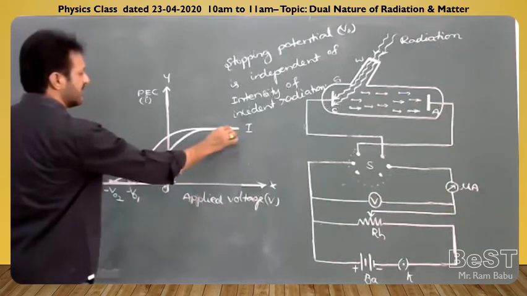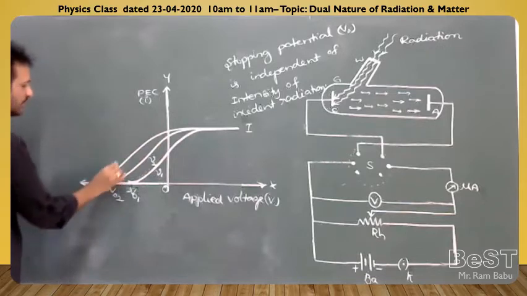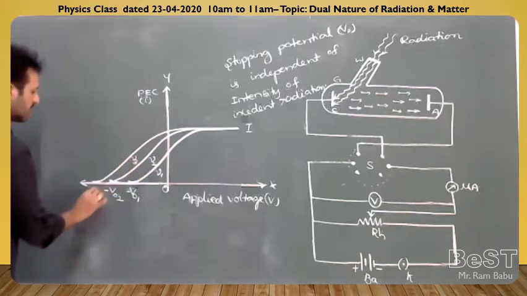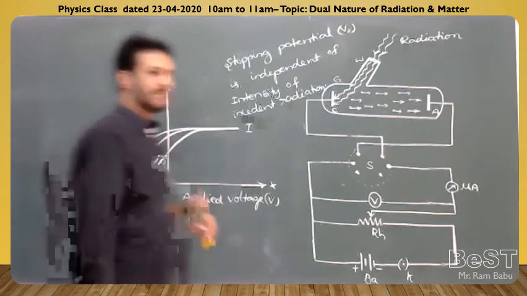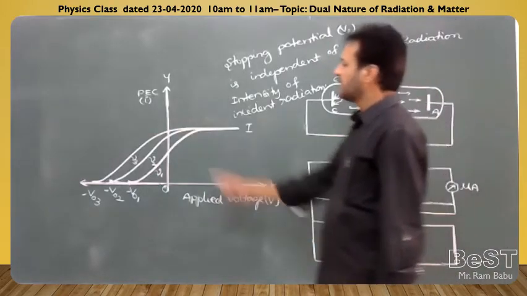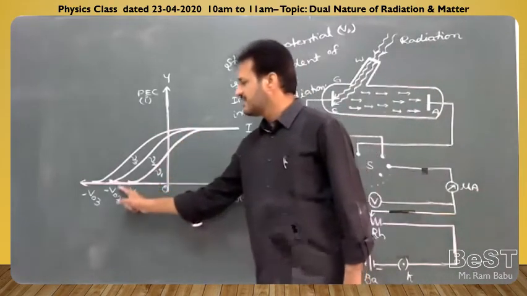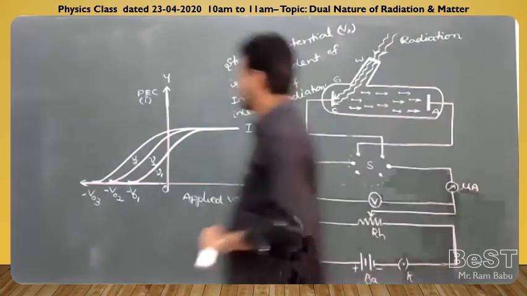of the light. Again the frequency of the light changes like this. It is equal to nu 3, and the stopping potential becomes V03. So from this graph we can observe one thing: the stopping potential only depends upon the frequency of the incident radiation, but not on the intensity of the radiation. That point is also very important.